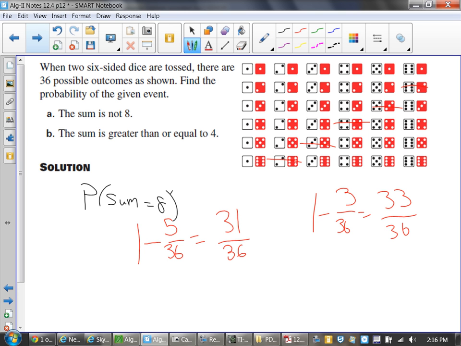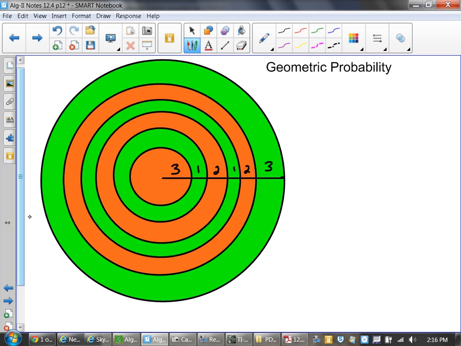All right, let's talk about geometric probability. We're going back a day. Geometric probability. Do you remember this from last year? Well, you should. I remember that we did it, but I don't remember doing it. Geometric probability still has probabilities between 0 and 1. What happens here is you're going to take the area of the favorable region divided by the total area.